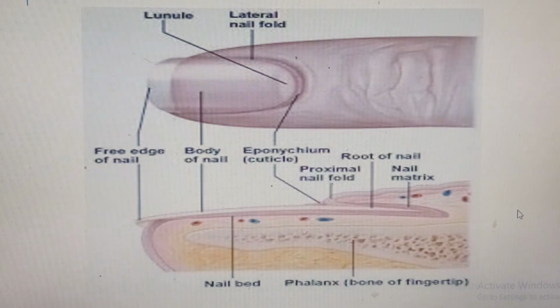So these are the things regarding the nail. Remember that the nail matrix is there. The mitotic activity is always taking place. That's why upon cutting it, in no time we tend to see it growing. So if there's injury to the nail matrix, then growth of the nail will be impaired.